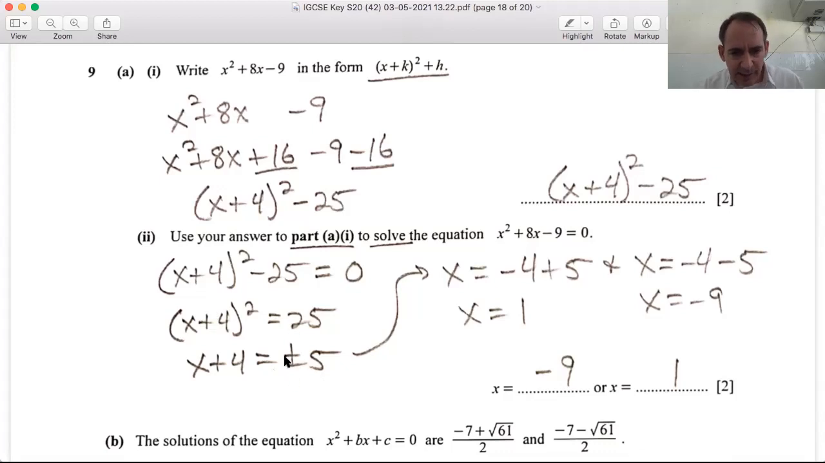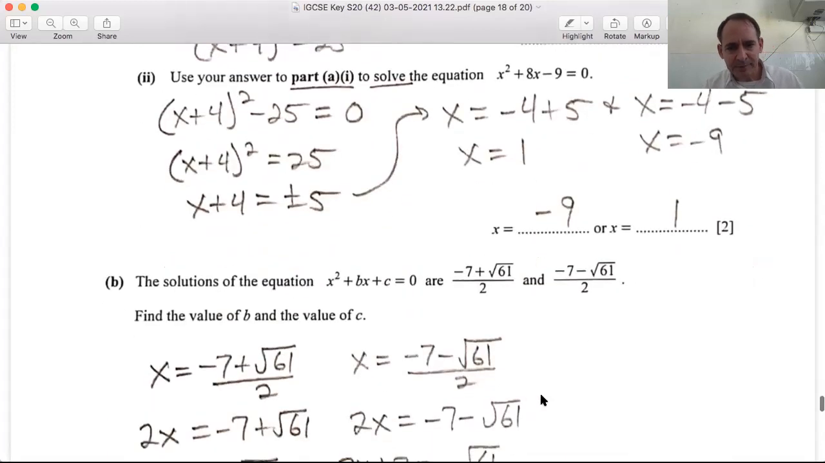Don't forget the plus or minus. There are 2 answers to this quadratic. And then subtract the 4. So we have x equals -4 plus 5 and x equals -4 minus 5, which gives us x equals 1 and x equals -9 as our 2 answers.